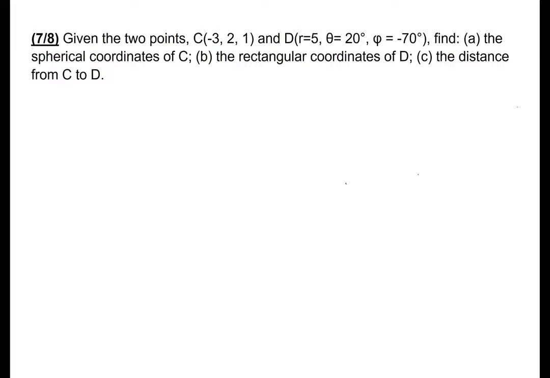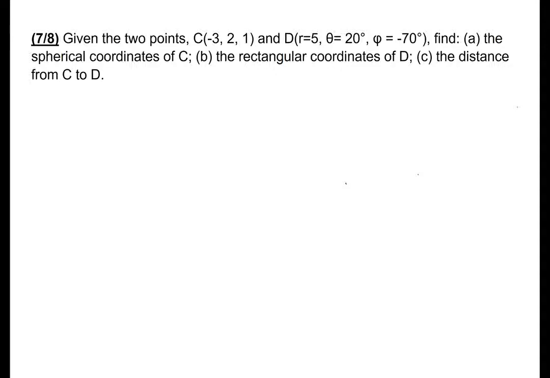Okay, problem number 7. Given the 2 points, C and D. Take note the point C is in rectangular form, and D is in spherical form, because you have a radius R, theta equals 20 degrees, and phi equals negative 70 degrees.